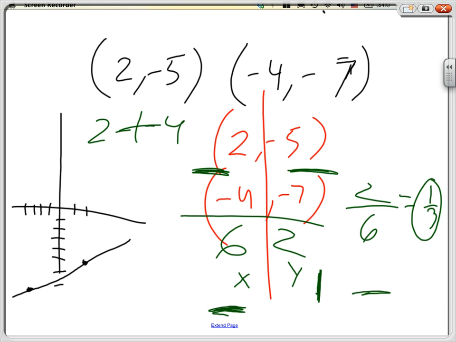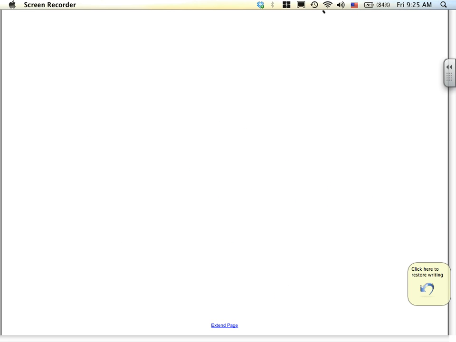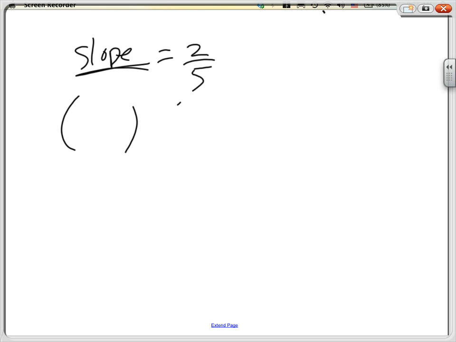Okay, moving on. Now here's another variation to the problem, and let me see if you can actually get this. Imagine instead of giving you the 2 points, I give you the slope first. The slope is 2/5. Okay? And now I give you 2 points, but here's a catch. Here's my first point. Here's my second point.